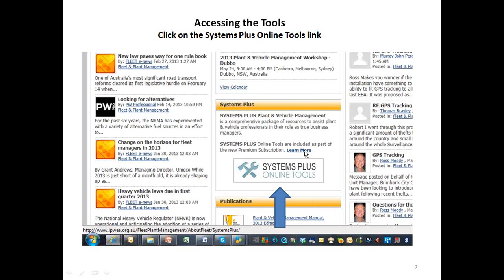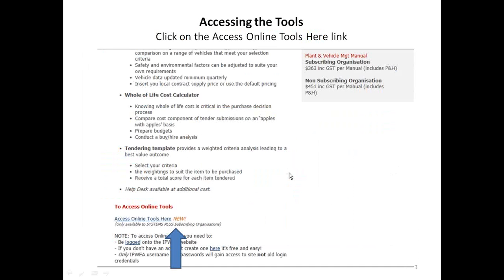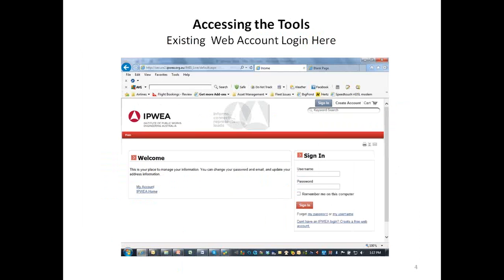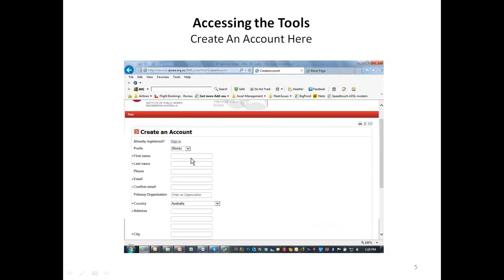So you go to the IPWEA website, you click on Communities of Practice. You then go from Communities of Practice to this site where you get the Systems Plus online tools. That then takes you here, and if you are already registered, it'll just ask you to sign in and put your password. If you're not registered, it'll ask you to fill out this form, and that'll register you, and you will only have access to the tools if you are an IPWEA Systems Plus member.